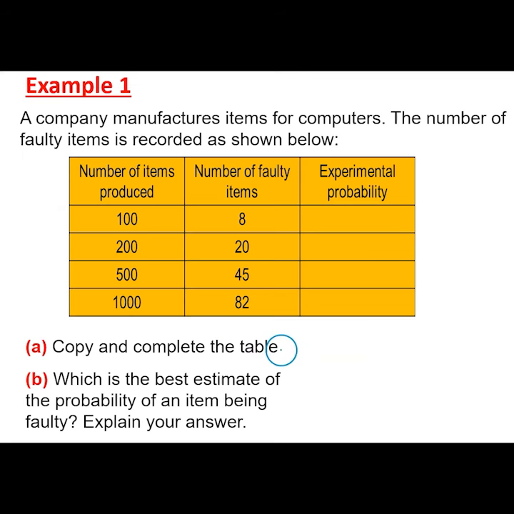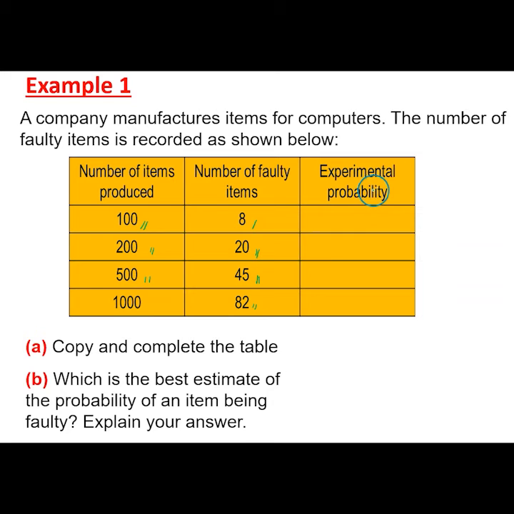Okay. Here's an example. A company manufactures items for computers. The number of faulty items is recorded as shown below. Well, they produced 100 items, and out of that they found 8 were faulty. Then they did 200 and they found 20 were faulty. 500 produced and they found 45 were faulty items. 1,000 items produced and they got 82 items which were faulty. The question is, copy and complete the table.